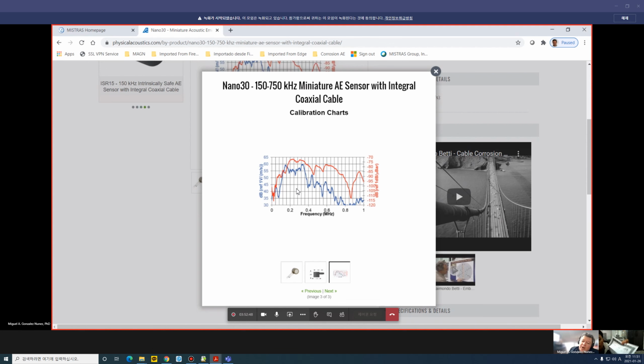Yes. But that is obtained by comparing the sensor that you have there with a reference sensor face to face. Meaning that the reference sensor sends a pulse, and the sensor that you have there receives that signal, and this is the response of that sensor. Okay.